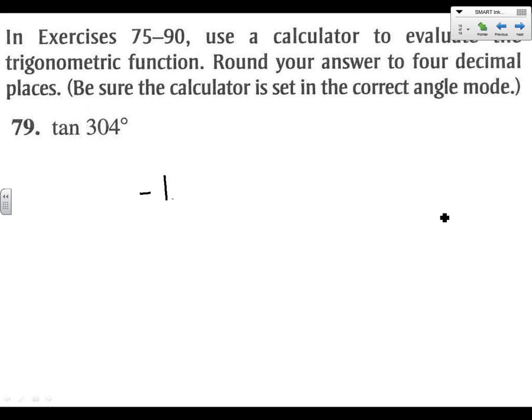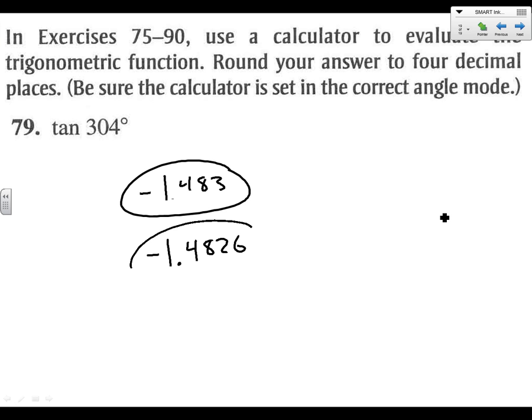Negative 1.483 to 3 digits. Oh, it said 4 digits. Reading the problem wrong. Negative 1.4826. The problem did say to 4 decimal places. And there we have it. That is 4-4.